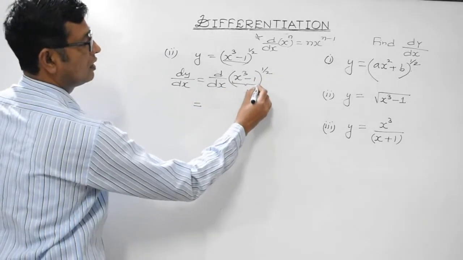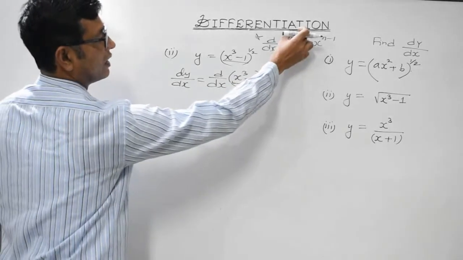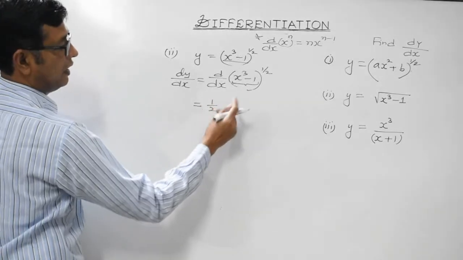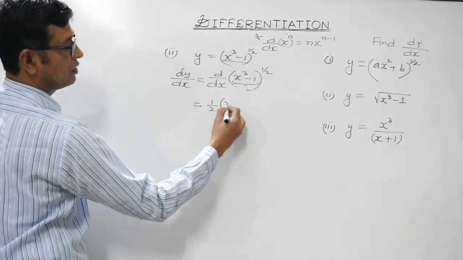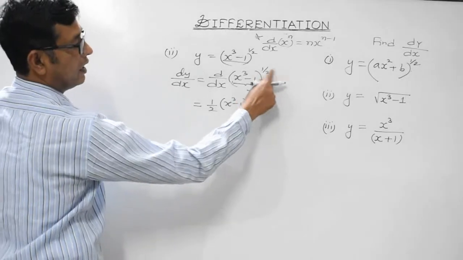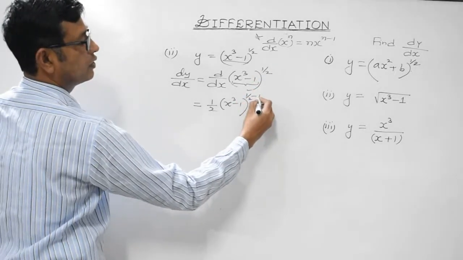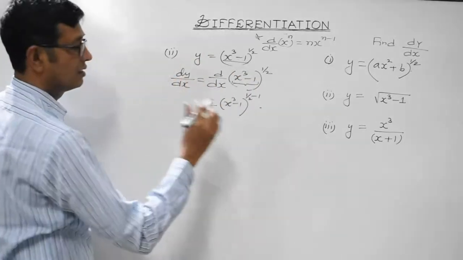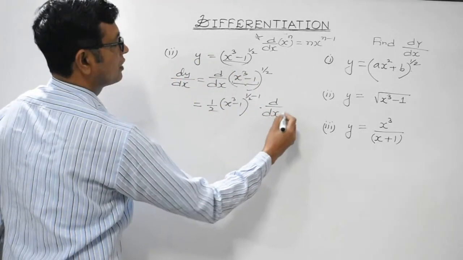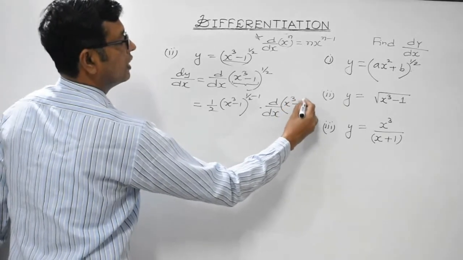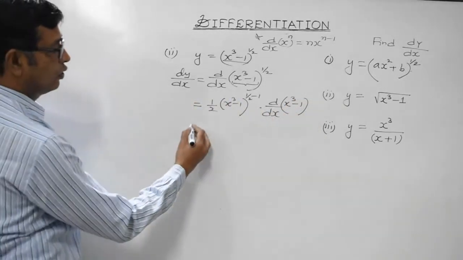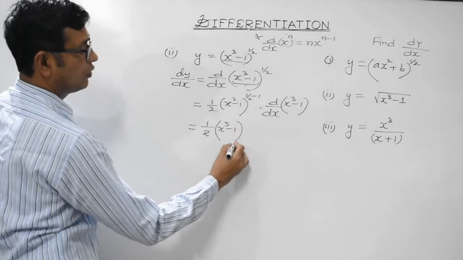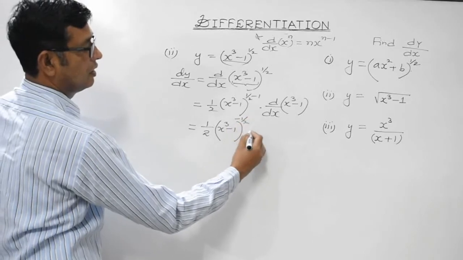Consider this to be a single term. So it will be in the order of x to the power n, so it is n x to the power n minus 1. n is half. The entire term, x cube minus 1, is considered to be x. n minus 1 is half minus 1. Into differentiating that term, which is d by dx of x cube minus 1. Directly you can do it. So let's solve it. Half, it will give us (x cube minus 1) to the power half minus 1, which is minus half.